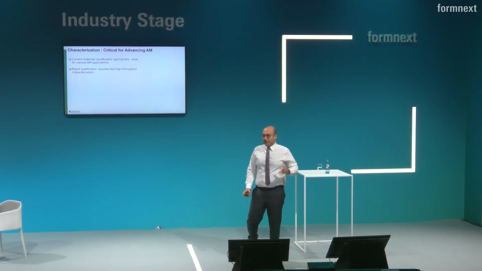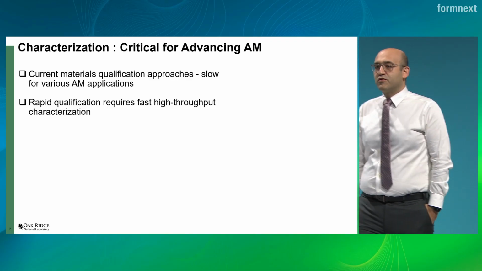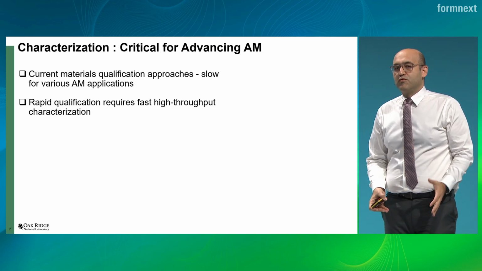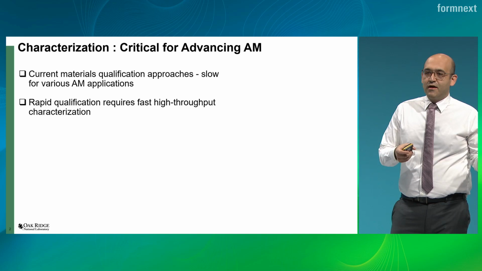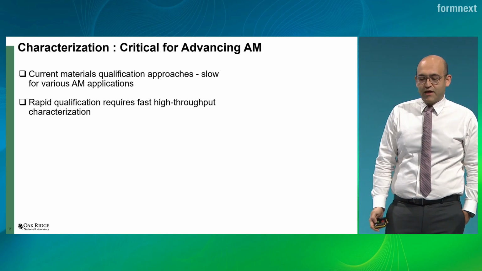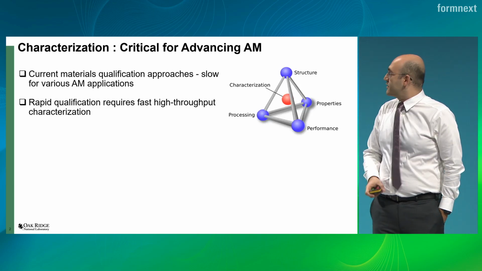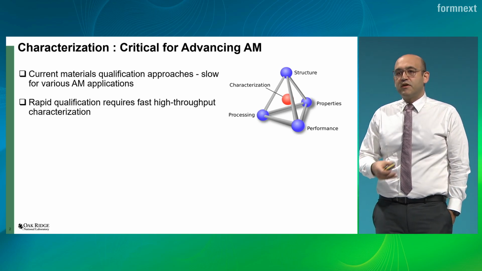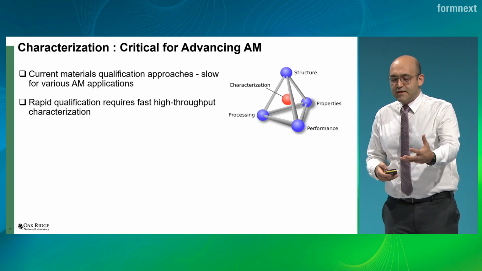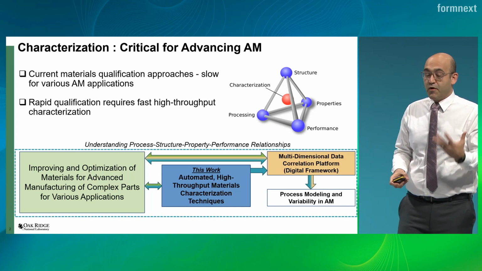Current material qualification approaches in metal additive manufacturing are very slow. In fact, for nuclear application, we are looking at more than 10 years. So, there is a need to rapidly qualify materials, and for rapid qualification, we need high-throughput characterization. Characterization is critical for understanding the processing, the structure, the properties, and correlating them with the performance of the materials and parts that we are making. And understanding these relationships is what allows us to have consistent and reliable parts.